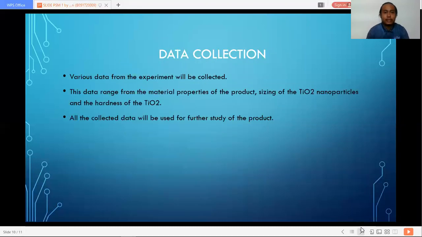So lastly, data collection. Mainly, this project will gather various data. All data from the experiment will be collected. This data ranges from the material properties of the product, the sizing of the titanium dioxide nanoparticles, and also the hardness of the titanium dioxide. All the collected data will be used for further study of the product and also for my PSM2 project.